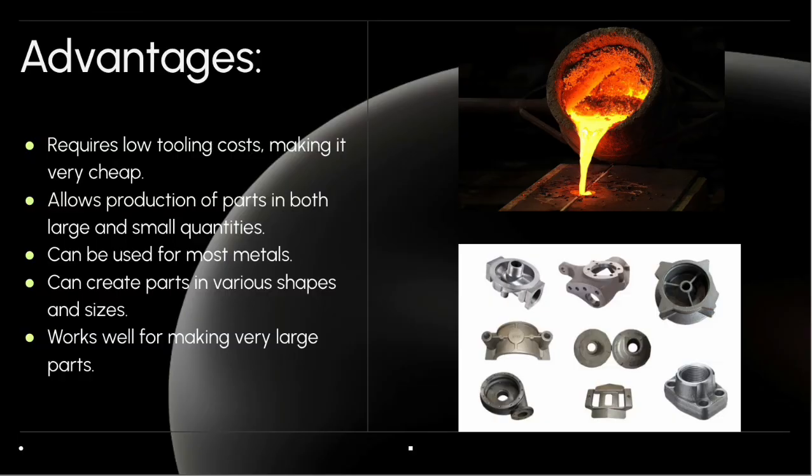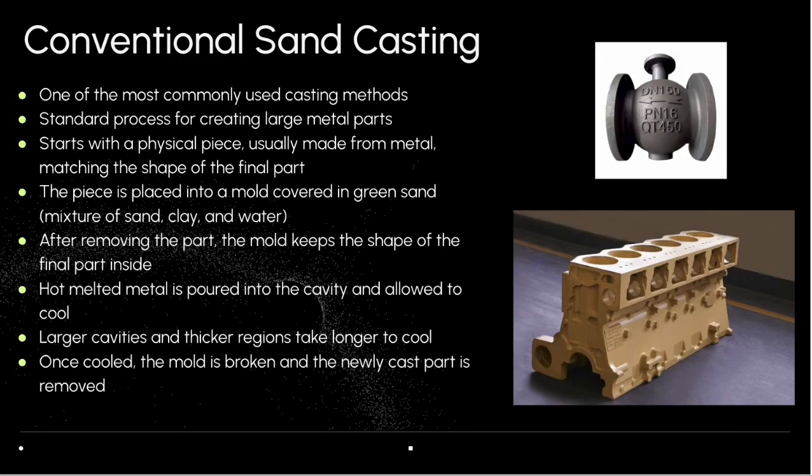The larger the cavity, the longer the molten metal is going to take to solidify. Thicker regions within the cavity will also cool at a slower rate compared to thinner regions. Once our casted part cools, we break open the mold and we're able to remove the newly casted part. Sand casting has been used for hundreds of years because of how cheap and effective it is.